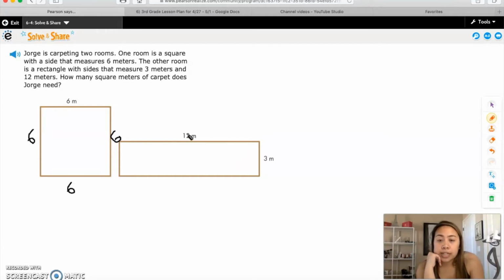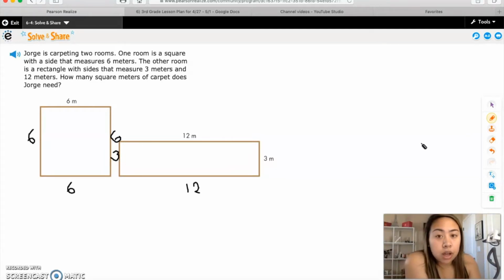For a rectangle, it's kind of the same. The width on one side is always going to be the same as the width on the other side, and the length on one side is going to be the same as the length on the other side. So if this is 12, we know that this side is also going to be 12. And then if this length is 3, we know that this side is also going to be 3.